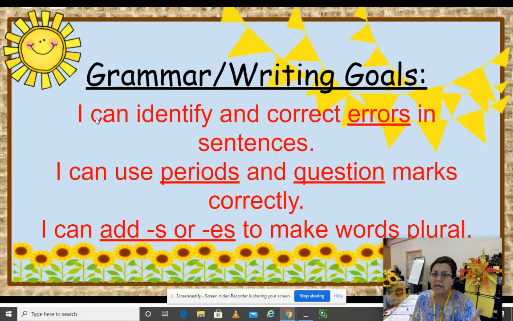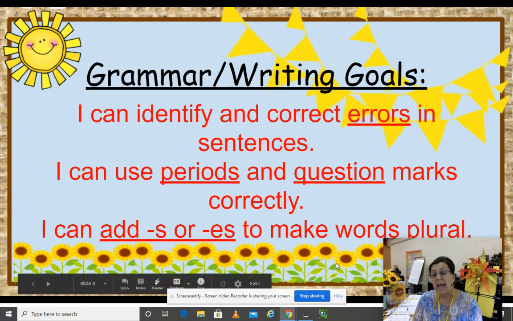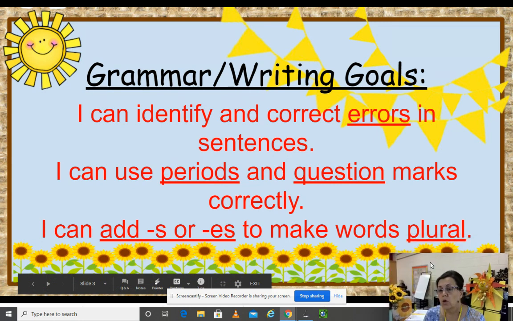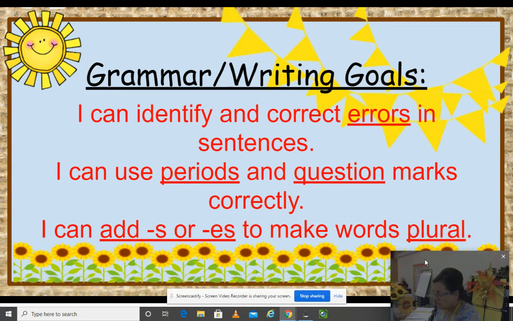I can identify and correct errors in sentences. I can use periods and question marks correctly. I can add s or es to make words plural. Okay, and that's a trickier one that we've been asking you to do, and I just want to make sure I help you with it a little bit.